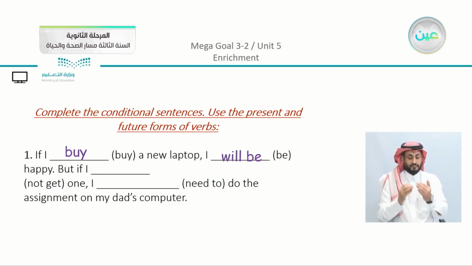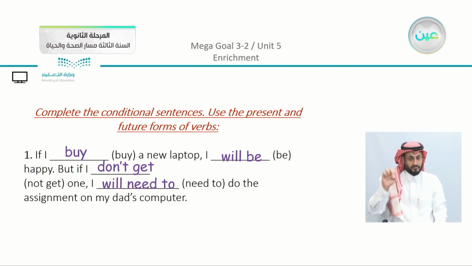But if I do not get one, so how can I rearrange this? We can say, "If I don't get one, I need to do the assignment on my dad's computer." So we are talking about something that's going to happen in the future. How can you change the verbs in the brackets here? We can say, "I will need to do the assignment on my dad's computer."